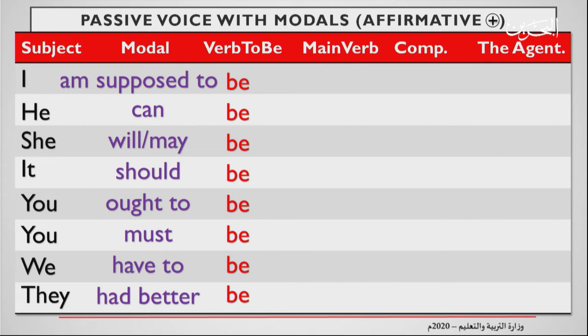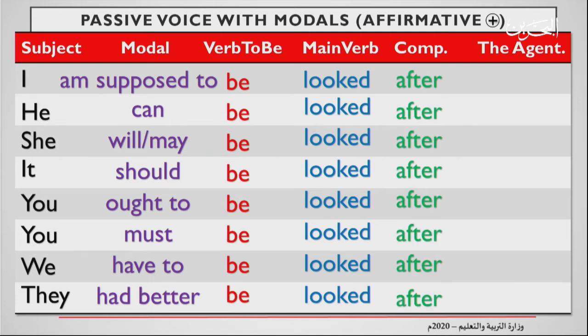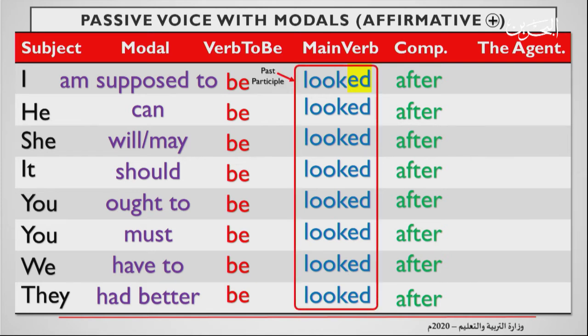Now I'm going to introduce verb to be. As you see, verb to be after modals is the bare infinitive. It means without to. And the infinitive of be is be. So I say he can be, it should be. Main verb will be in the past participle, looked. And then a complement of that, looked after as a phrasal verb. You see that looked has an ed because it is a regular verb. And it is in a form of, as I said, past participle.